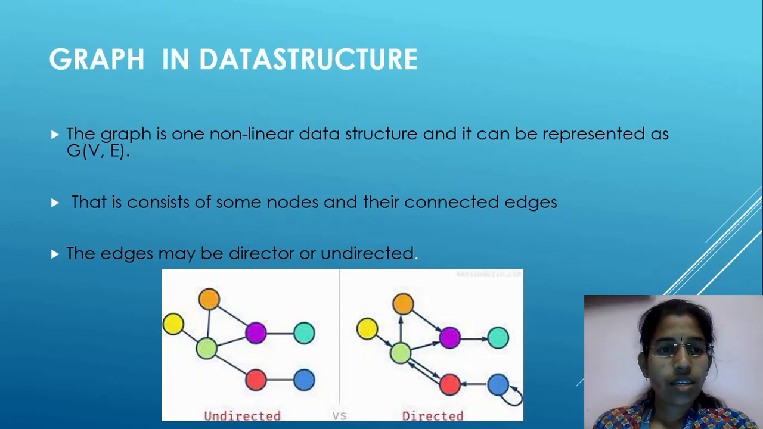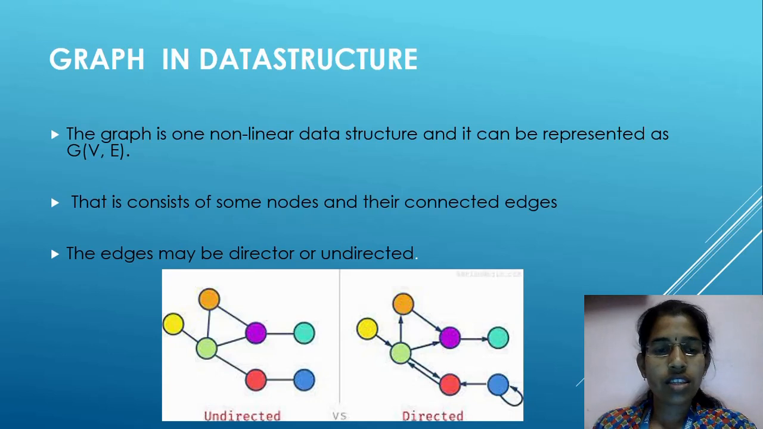A graph is nothing but a non-linear data structure. That means you can save the data without any order. That is known as a non-linear data structure. Both tree and graph are types of non-linear data structures. Here the graph is represented by capital letter G, the combination of vertices and edges.